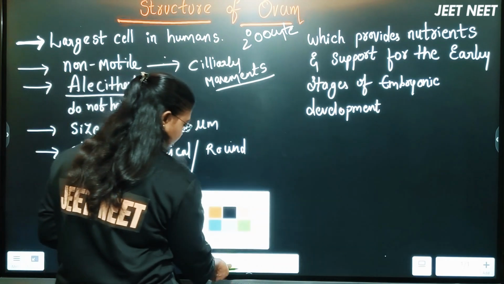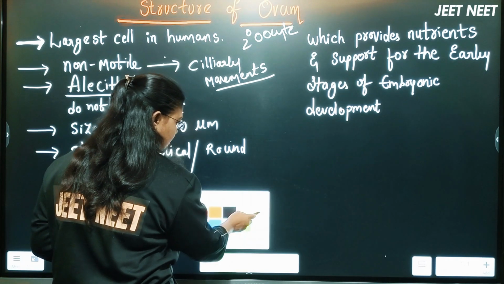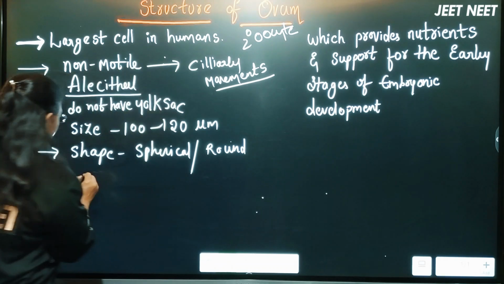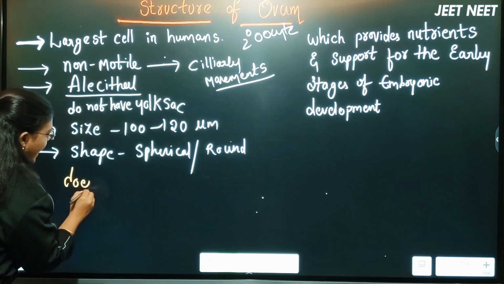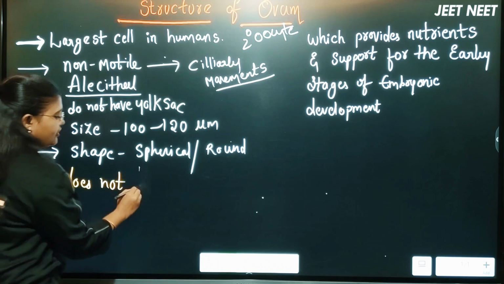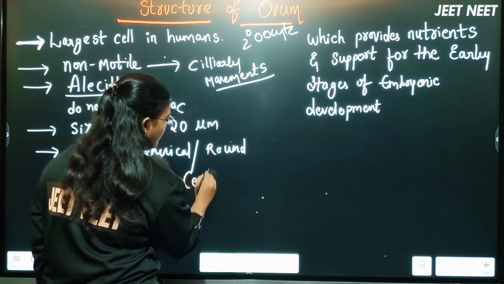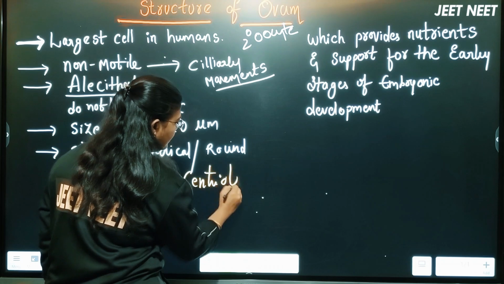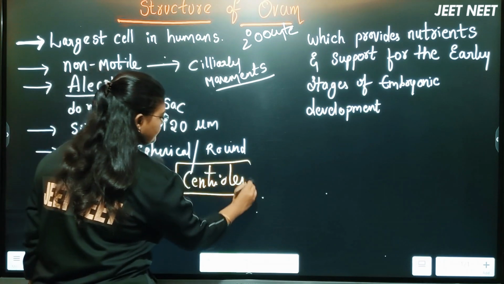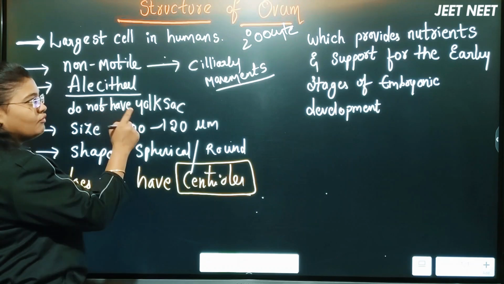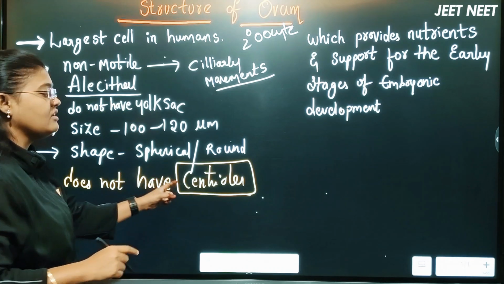A very important point you should remember here is that the human female ovum does not have a centriole, right? The female ovum does not have a centriole. We know that if the centriole is present, only then will division happen here, right? But the human ovum, the female ovum, does not have centrioles.